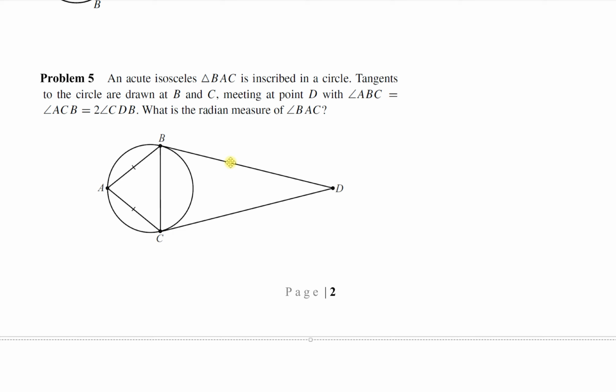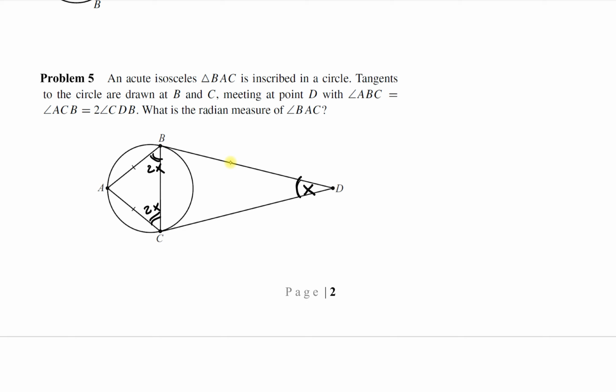They meet at point D. So we know that measure of angle ABC is equal to measure of angle ACB. So these two are congruent, and they're both equal to 2 times the measure of angle CDB. So for example, if we let this angle here be equal to x, this means that measure of angle ABC is 2x. So this angle here is 2x, and this angle here is also 2x, correct?